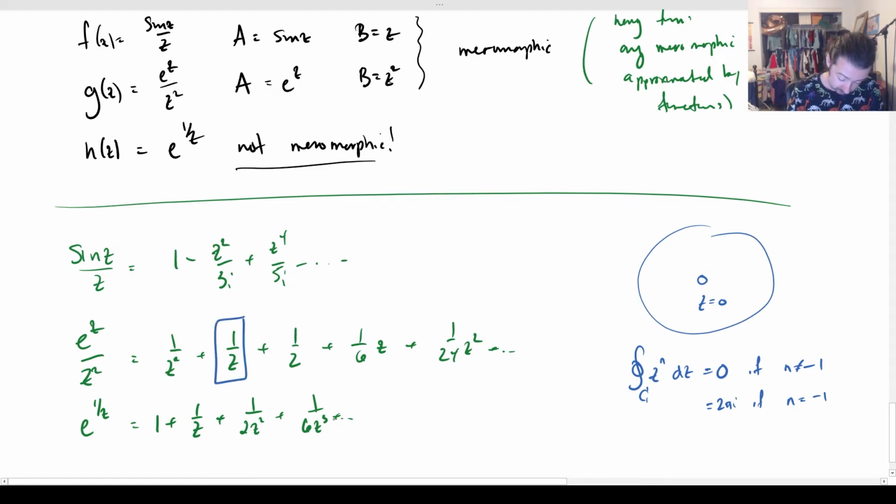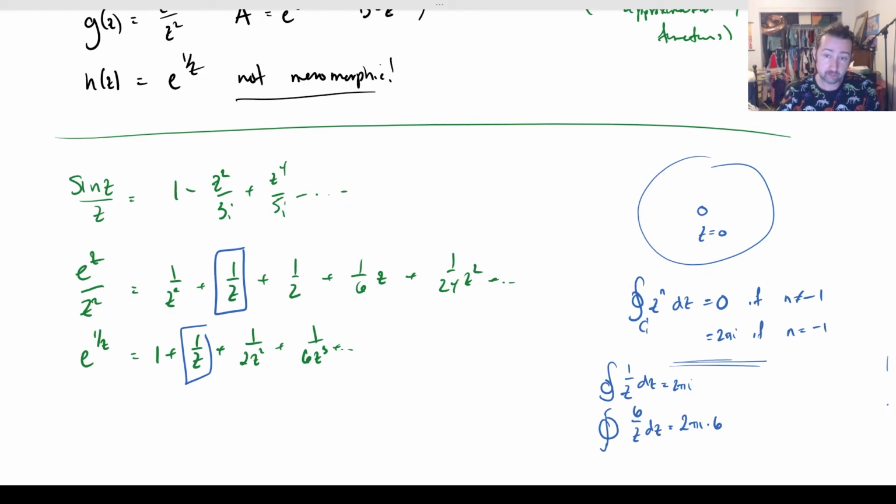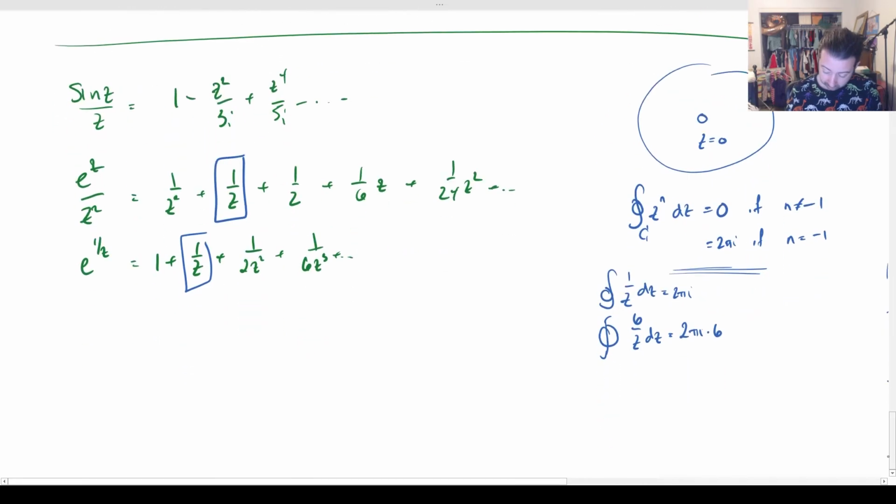So this term right here and this term right here, the coefficient that is attached to that z to the -1 term, because it's the term that survives these sort of integrals, right? That number is important enough that we give that coefficient a special name. So the residue of f is equal to the coefficient of the z to the -1 term.